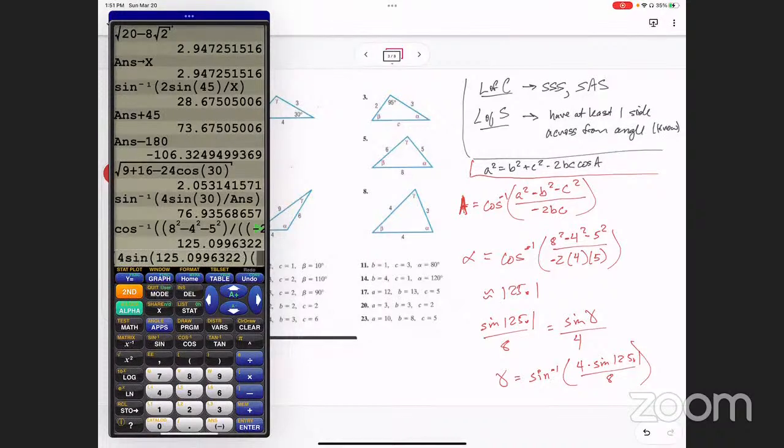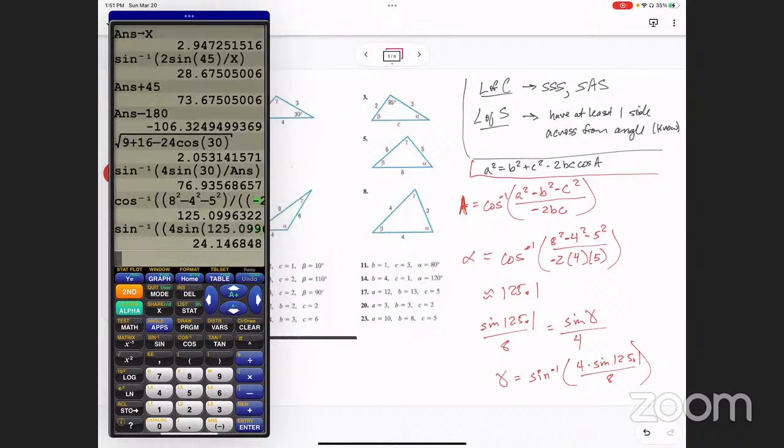Let's see, the sine of 125. Do I have an extra parenthesis around that? So that's going to be my numerator. So close that off twice. And then I'm going to divide that by 8. If I did that right, so approximately 24.1. We'll say 24.1.